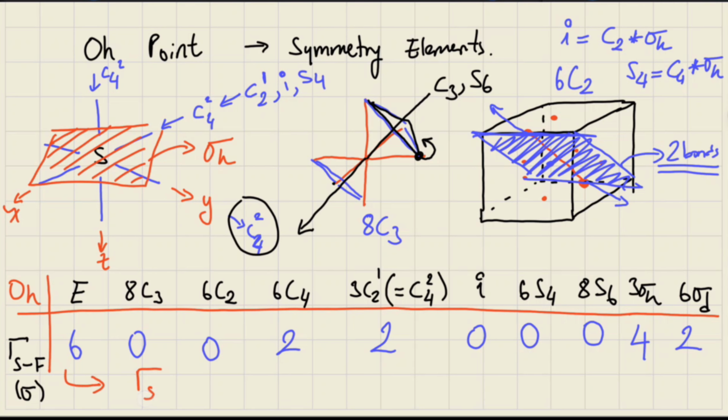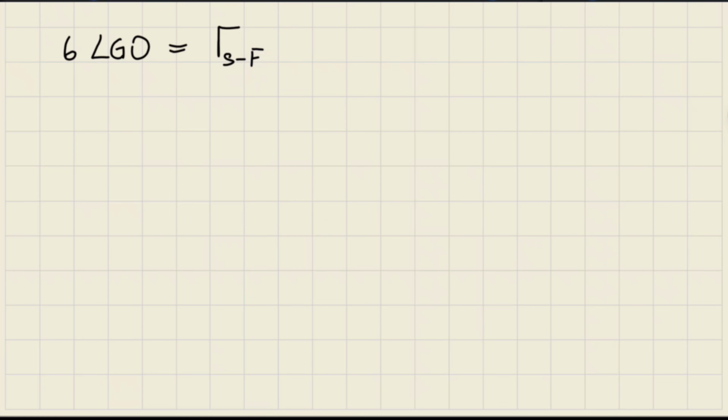The reducible representation equals A1g plus Eg plus T1u. So it is very easy. So we now know the 6 LGO reducible representation, and I wrote something like this. It was equal to A1g plus Eg plus T1u, and these two might be very familiar to you. If not, you will see in a few minutes.